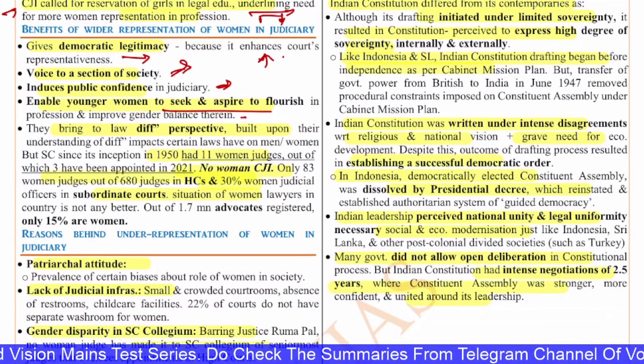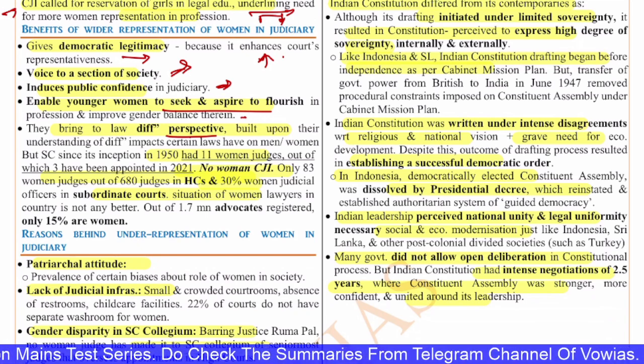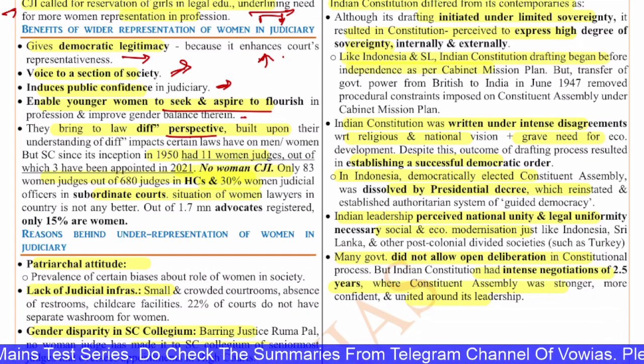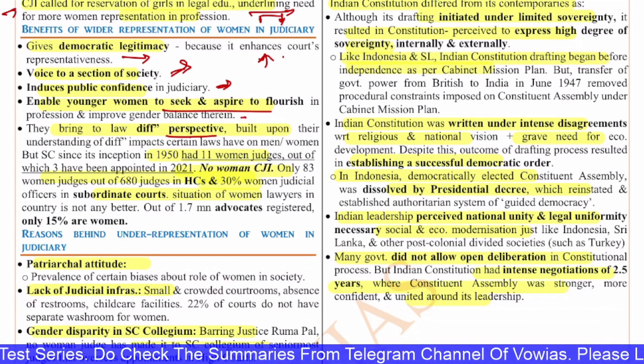They bring a different perspective to law. They build upon their understanding of the different impacts of certain laws on men or women. So that's why women being in the judiciary is very, very important.